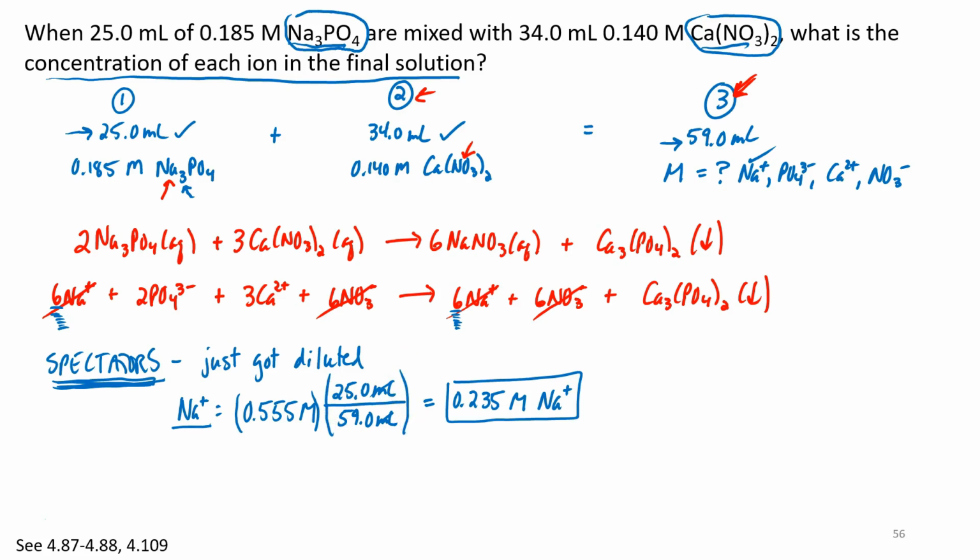Let's do the same thing for the other spectator, nitrate. And again, be very careful when writing down the concentration of nitrate in beaker number 2. Is it 0.140 molar? No, it's going to be twice that. So 0.280 molar nitrate got diluted from 34 milliliters to a total volume of 59.